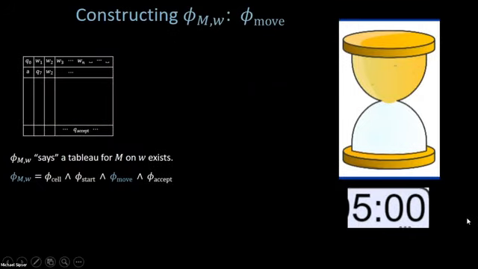Phi sub move. This is the part which is going to tell us that we started right and we ended right. Phi cell says every cell contains one symbol, and now we have to say that the whole interior is correct. How are we going to do that? The way I'm going to describe that is in terms of little windows I'm calling neighborhoods. Imagine here we have a 2x3 rectangle, which I'm going to call a 2x3 neighborhood.